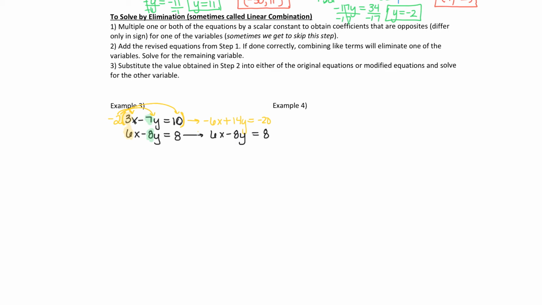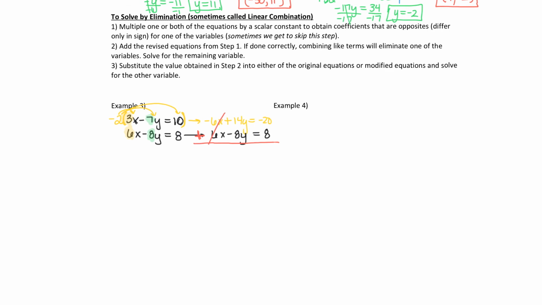My next step is going to be to add these two equations together. So when I add them together, negative 6x plus 6x cancel to become a 0. 14 plus a negative 8y gives you a 6y.